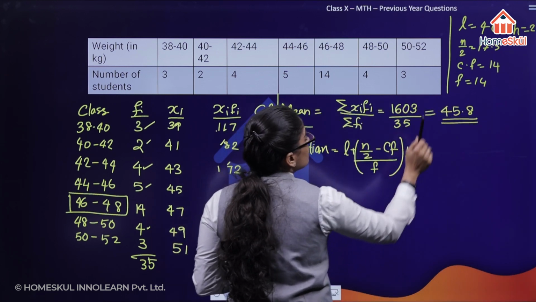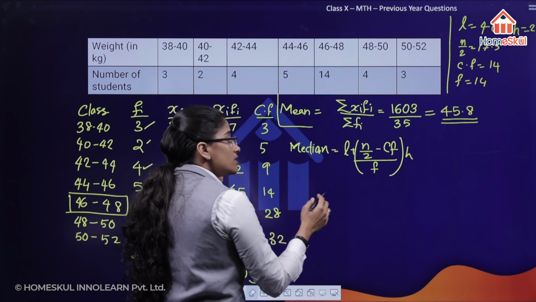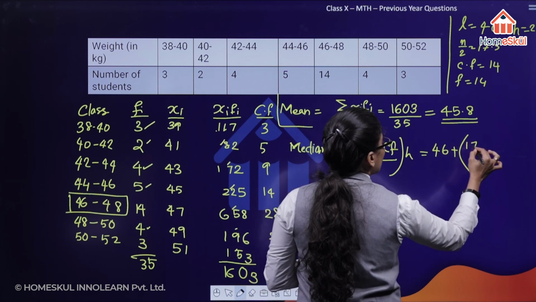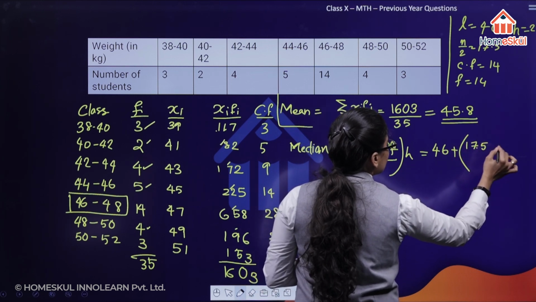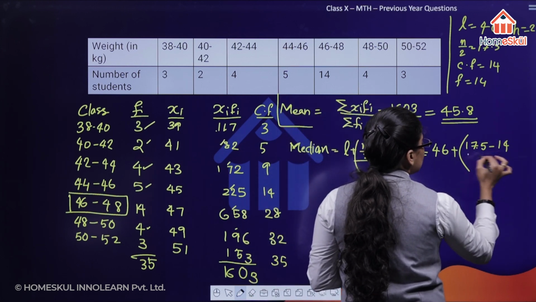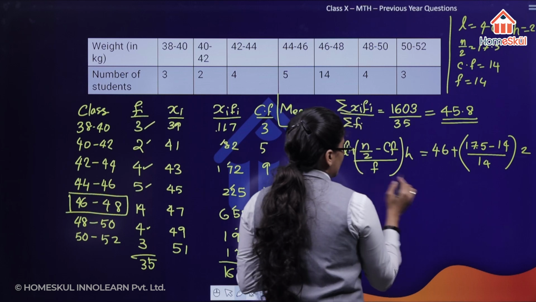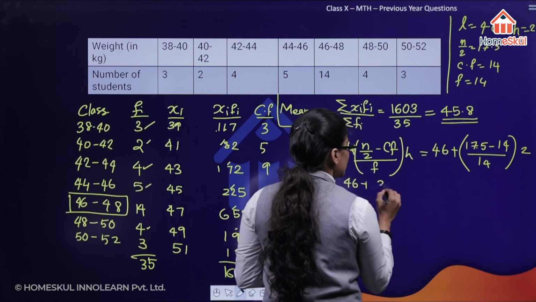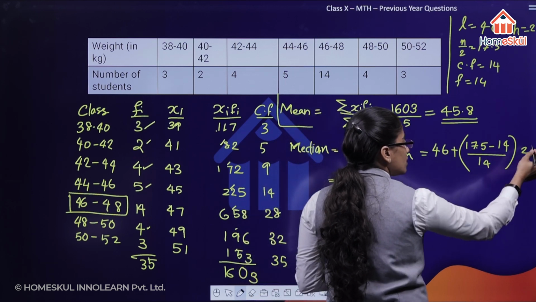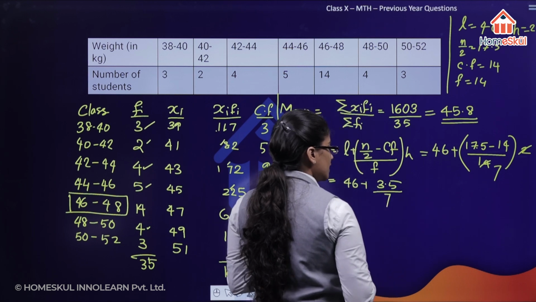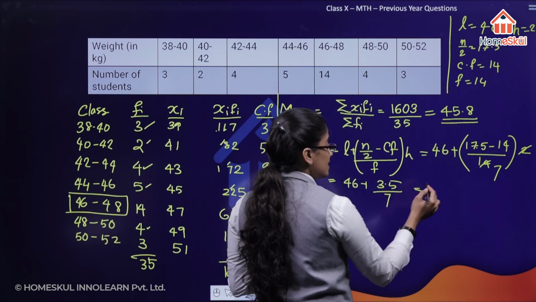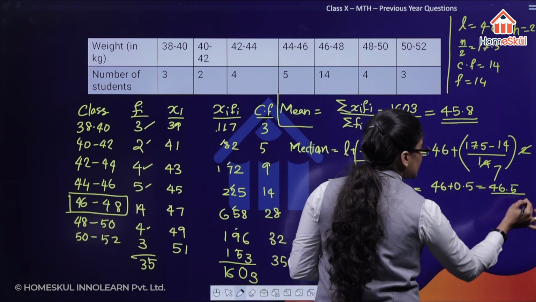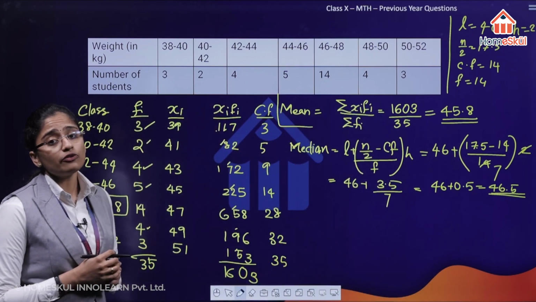So lower limit is equal to 46. So 46 plus n by 2 is 17.5, 17.5 minus 14, divided by 14, into 2. Now that will be equal to 46 plus 17.5 minus 14 is equal to 3.5 divided by 2. 2 and 14 can be cancelled. So 3.5 divided by 7. 3.5 divided by 7 means it is 0.5. So 46 plus 0.5 means it is 46.5. We are getting the median of this data is equal to 46.5.